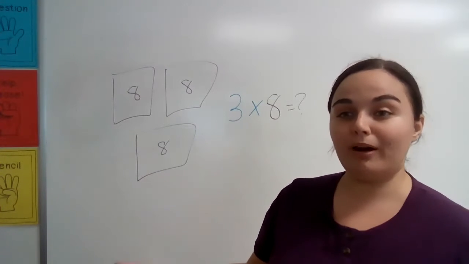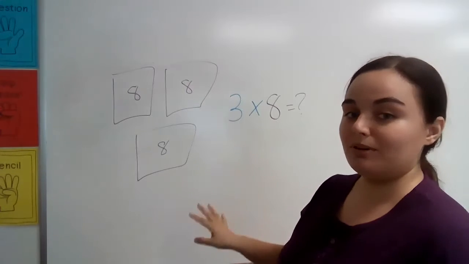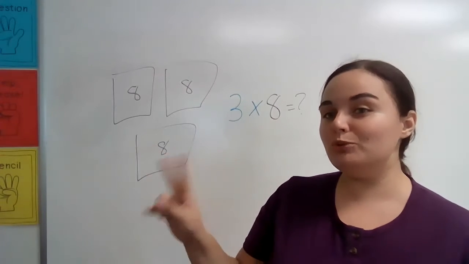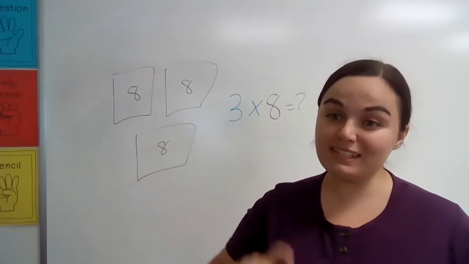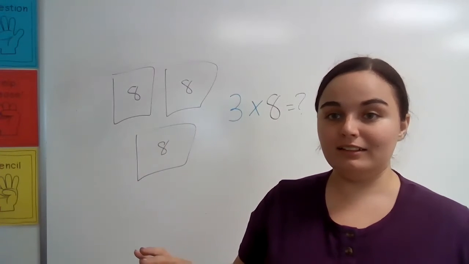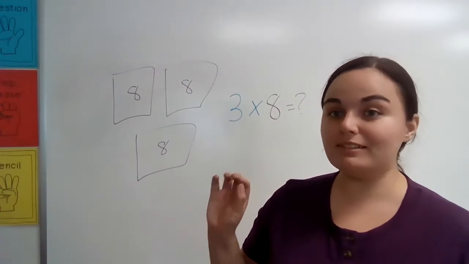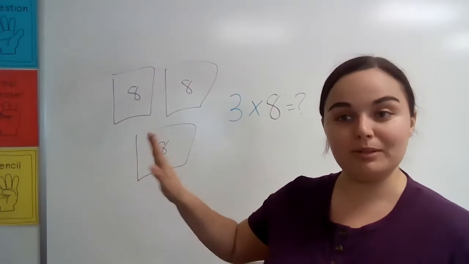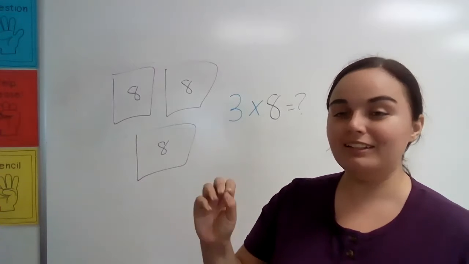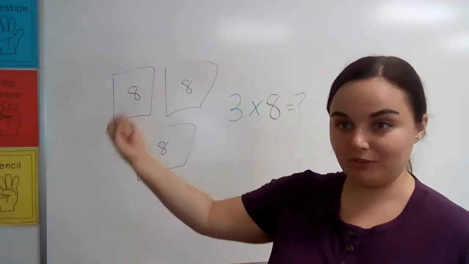If you have a problem in which these numbers are not equal, let's say that she had 2 bags of 8 and then 1 bag of 6, we cannot solve them with multiplication because it's not equal groups times so many groups, right? It's not equal pieces in each one times however many total.